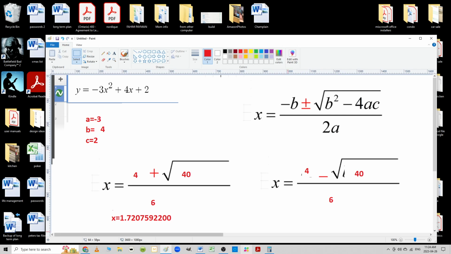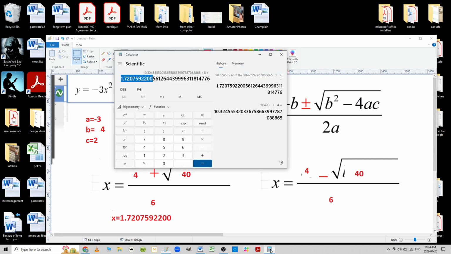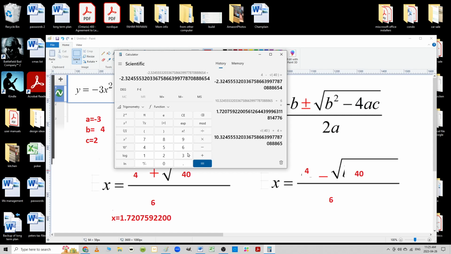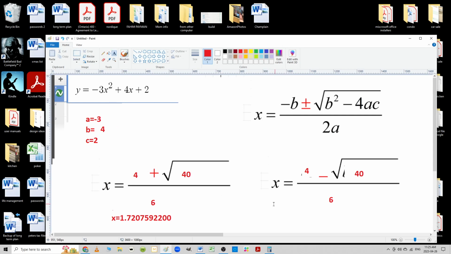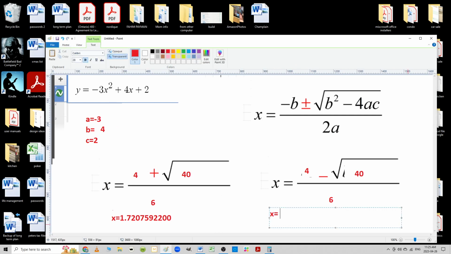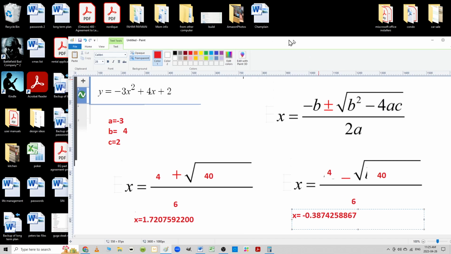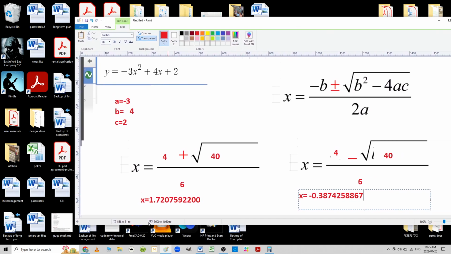All right, so let's look at the exact answer to this. This time it's 4 minus the square root of 40. Oh, I didn't do 4. 4 minus the square root of 40. Always hit your equal sign, otherwise you'll get a mistake dividing with the bottom. And we get our second root is this. x is equal to this. Now let's go back to our graph and see if this is accurate. 1.72, negative 0.38.